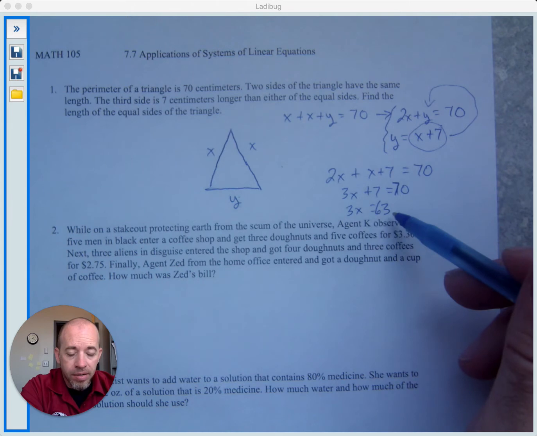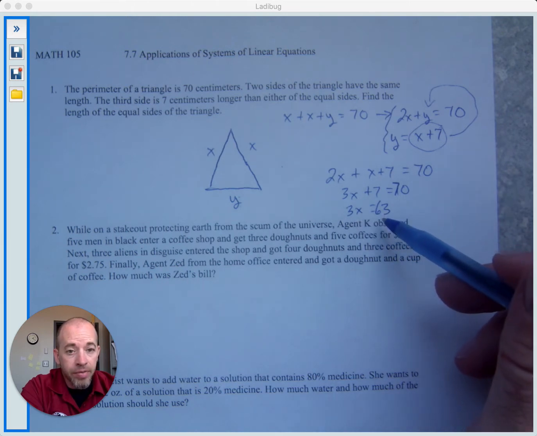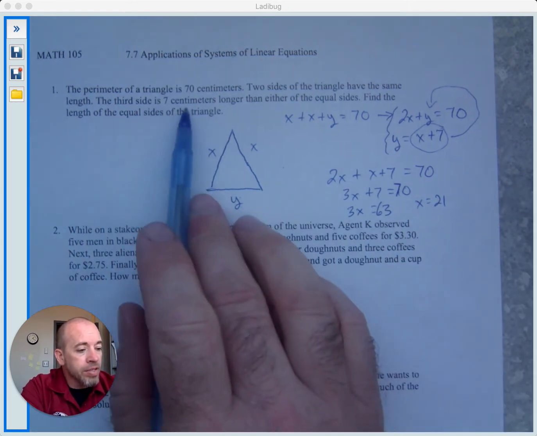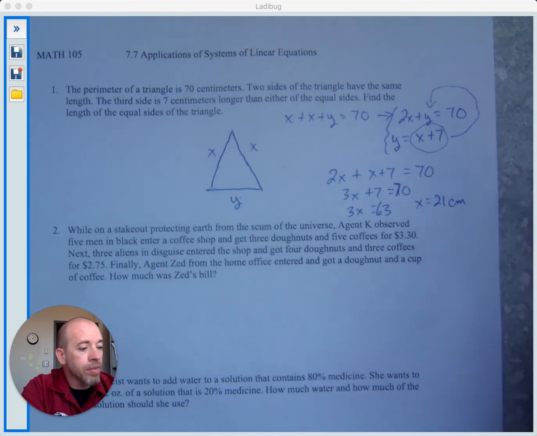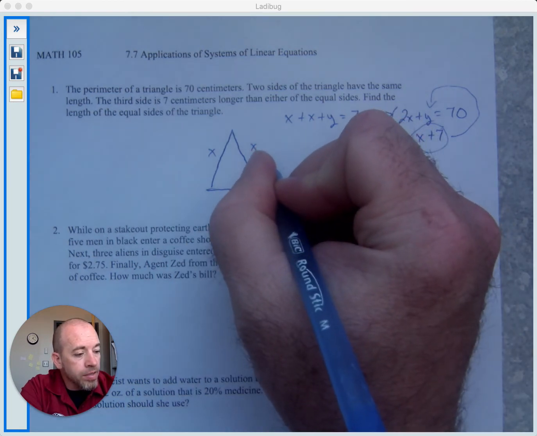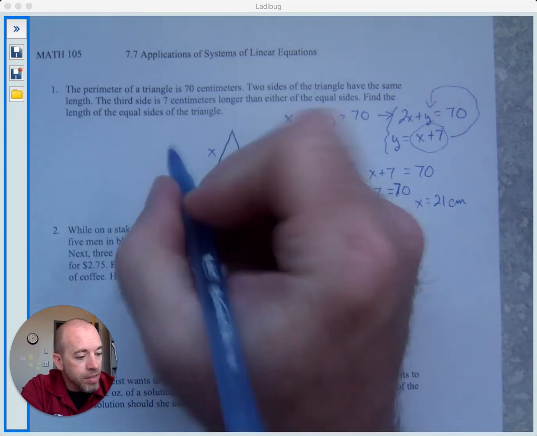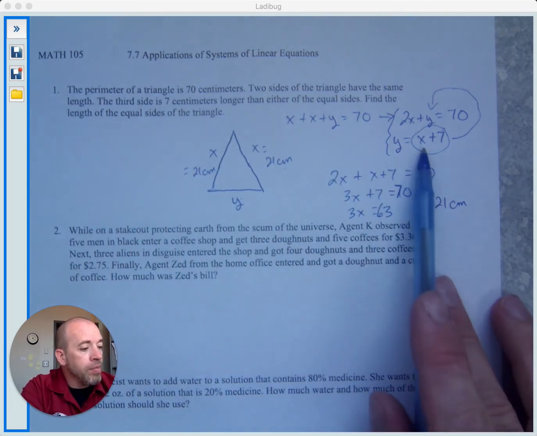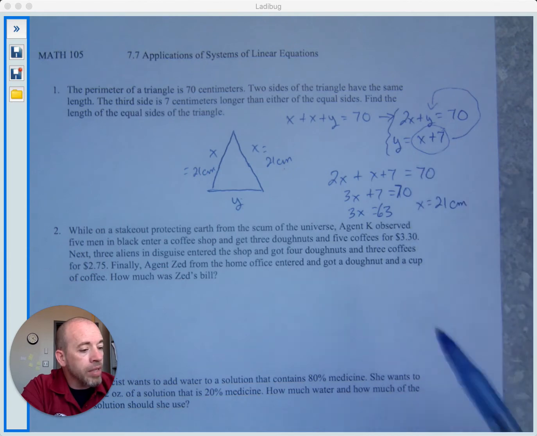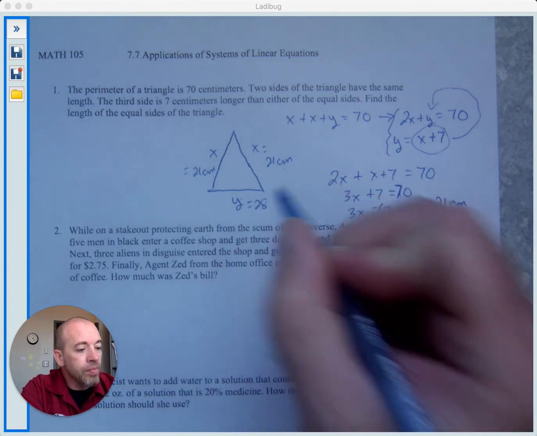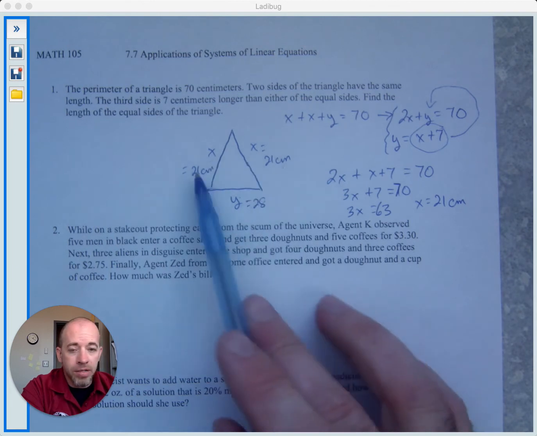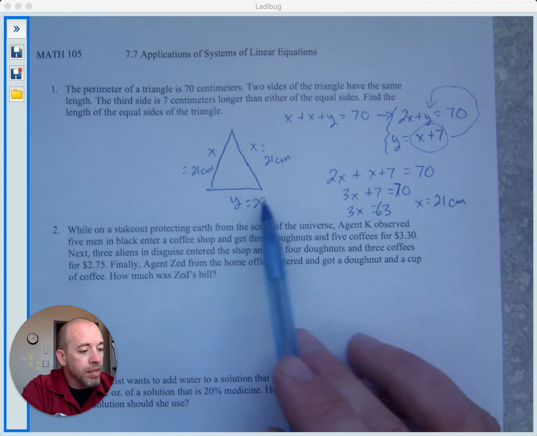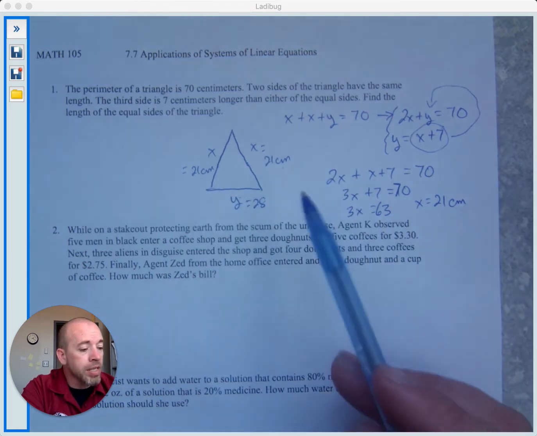Divide by 3. 63 divided by 3 is 21. So x is 21. And since we're measuring in centimeters, that's 21 centimeters, which means this side is also 21 centimeters. And y is 7 more than that, so 21 plus 7 would be 28. If we add those 3 together, we can check to make sure that equals 70, right? 20, 40, 60, 8, 9, 10. 60 and 10 is 70, so that works out.